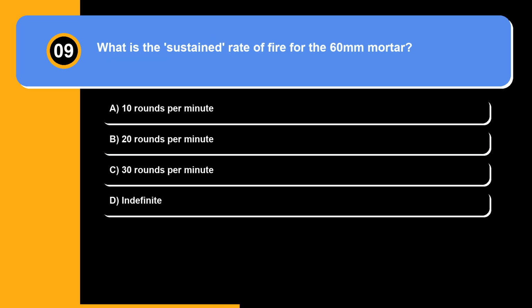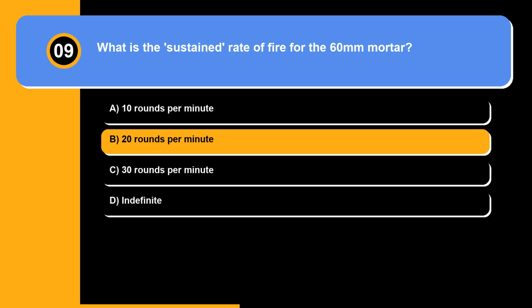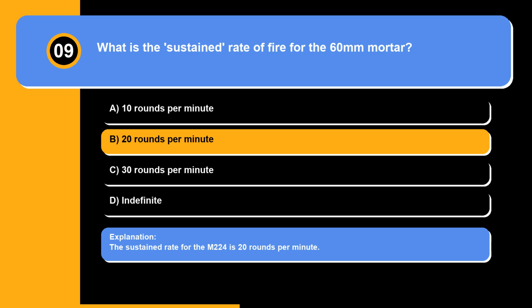Question 9. What is the sustained rate of fire for the 60mm mortar? A. 10 rounds per minute, B. 20 rounds per minute, C. 30 rounds per minute, or D. Indefinite. The correct answer is B. 20 rounds per minute. The sustained rate for the M224 is 20 rounds per minute.